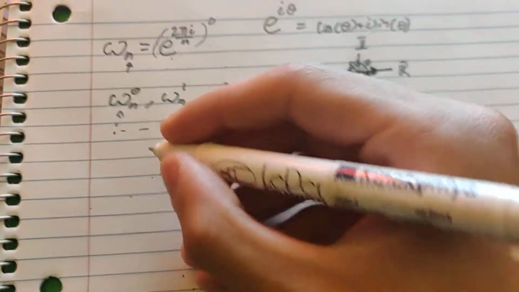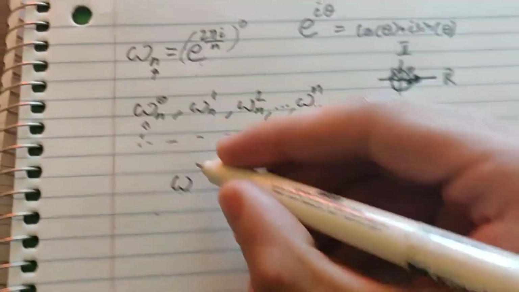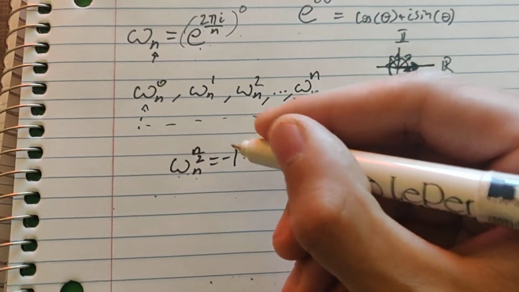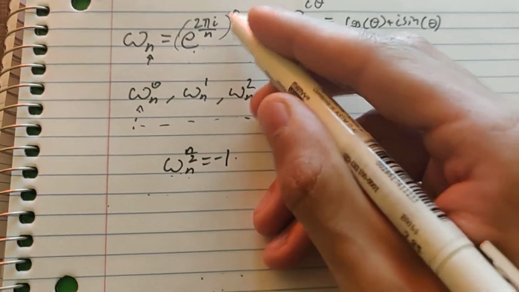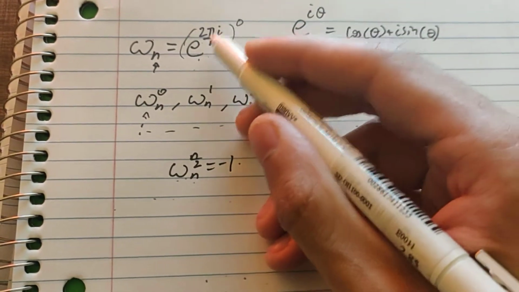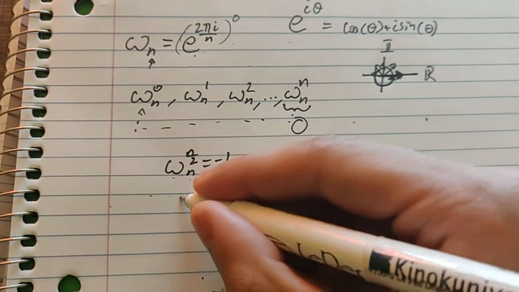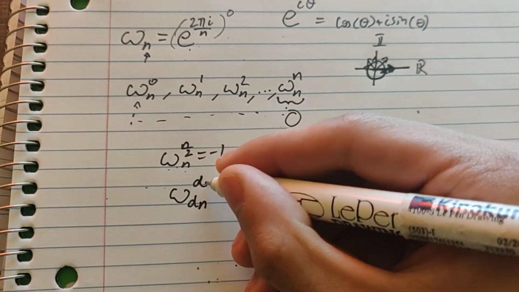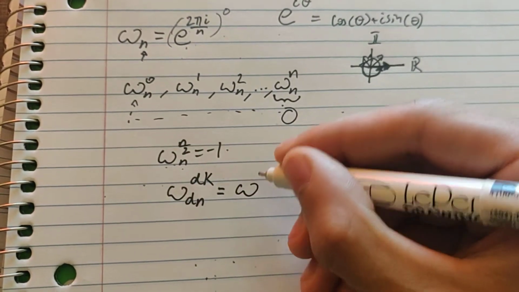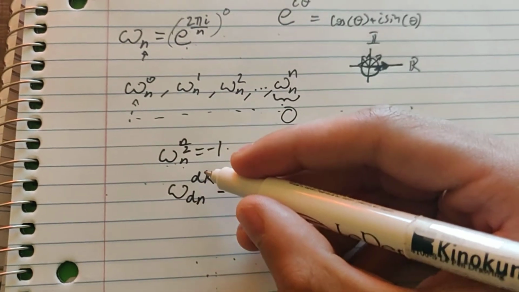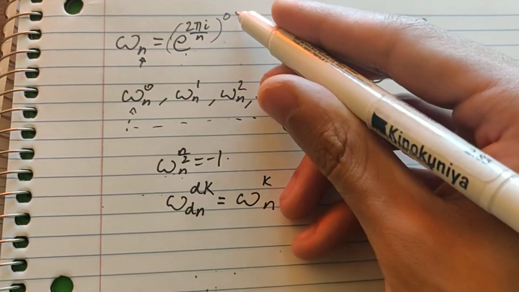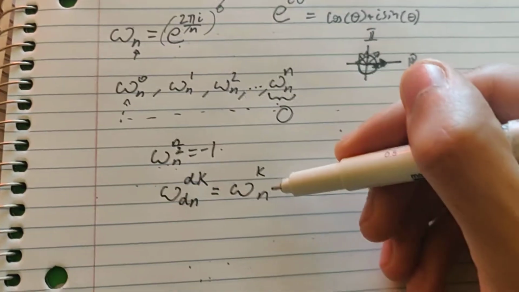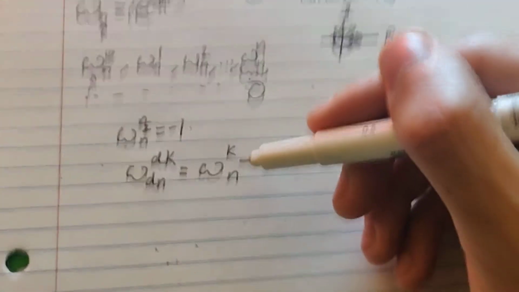There are also some nice properties, which is that omega n to the n over 2 is equal to -1. That's just the Euler identity. If you plug in n over 2 as the power, you will just get e to the pi i, which is -1. And then omega dn to the dk is equal to omega n to the k. You can again get that because if you put dn right there and put a power of dk right there, the d in the power and the d in the denominator will cancel out, and you'll be left with this. So that's called the cancellation identity.